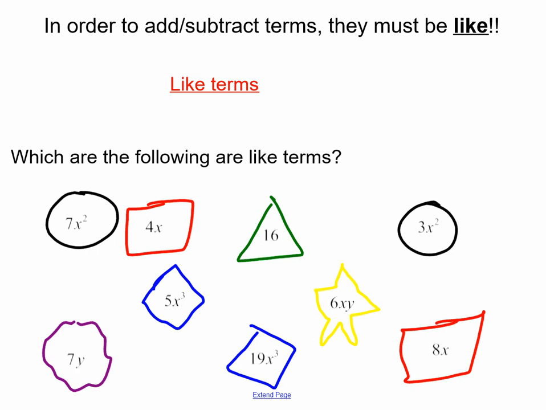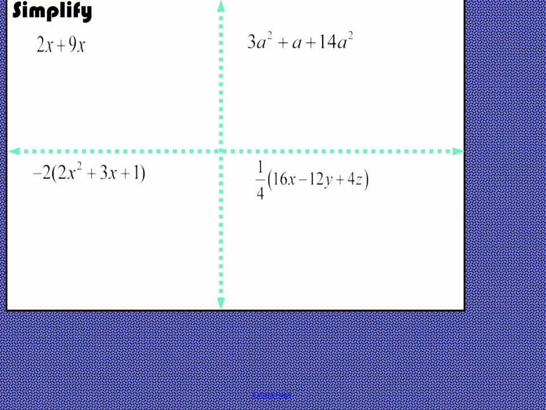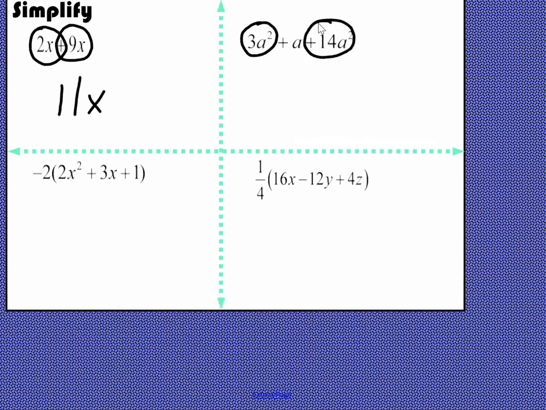So let's go ahead and look at these problems here and combine any like terms that we can. So in this problem, I have 2x's and 9x's. Altogether, I have 11x's. Here I have 3a squared. I have 14a squared. So altogether, I have 17a squareds. I also have an a by itself, so it's just plus a.